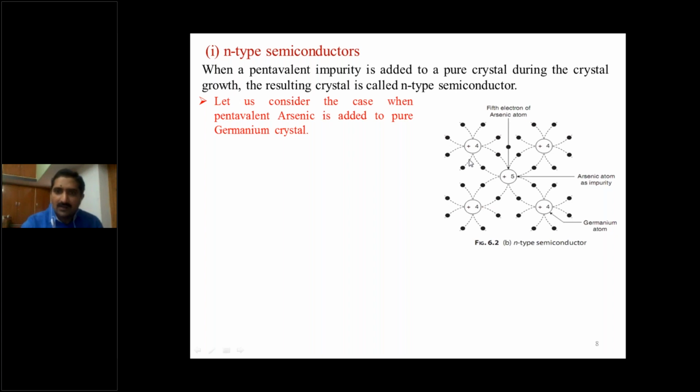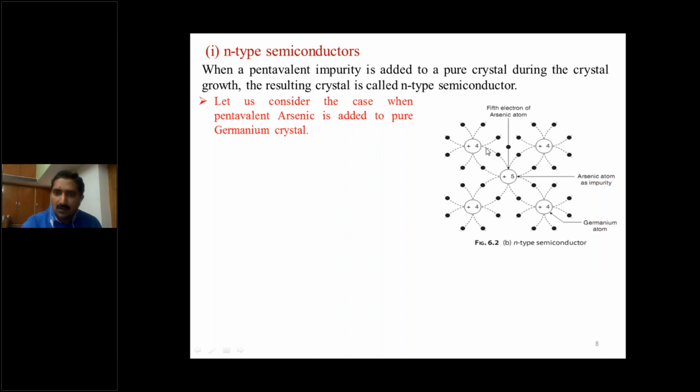Here we already discussed that germanium is tetravalent. These are the 4 tetravalent germanium atoms. To this, I am adding a pentavalent impurity, that is arsenic. Pentavalent means 5 valence electrons. So 1, 2, 3, 4, 5.